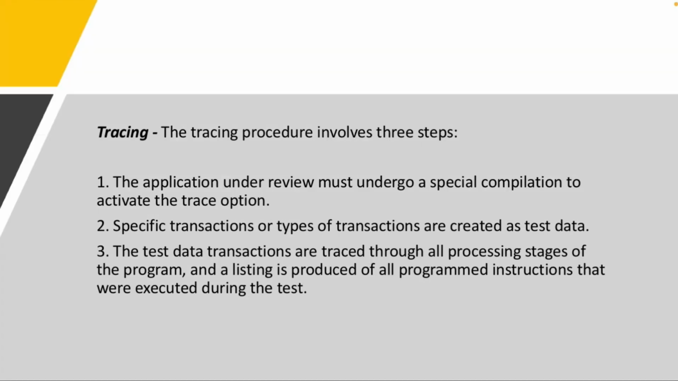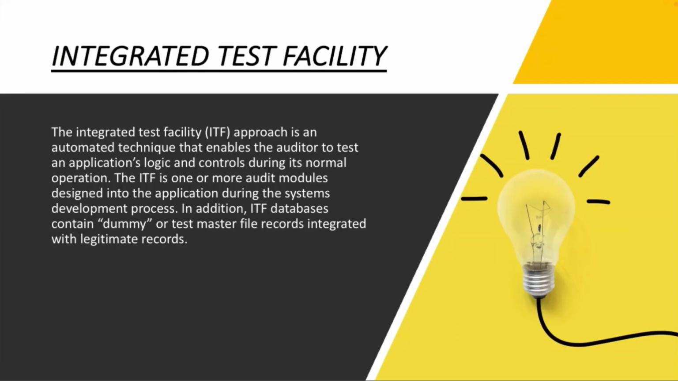Now for tracing, the tracing procedure involves 3 steps. First, the application under review must undergo a special compilation to activate the trace option. Next, specific transactions or types of transactions are created as test data. And lastly, the test data transactions are traced through all processing stages of the program, and a listing is produced of all program instructions that were executed during the test.